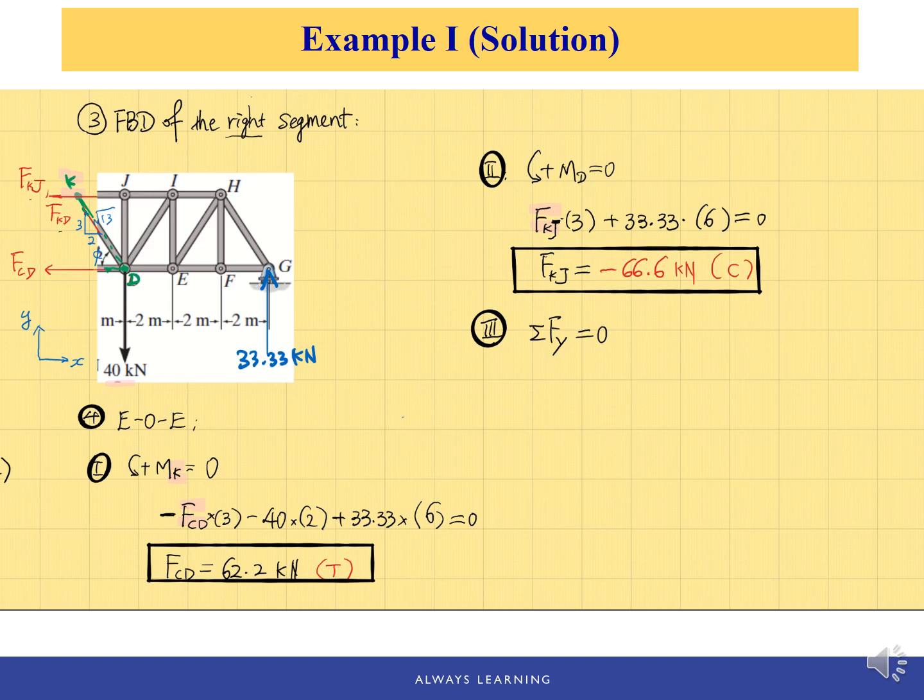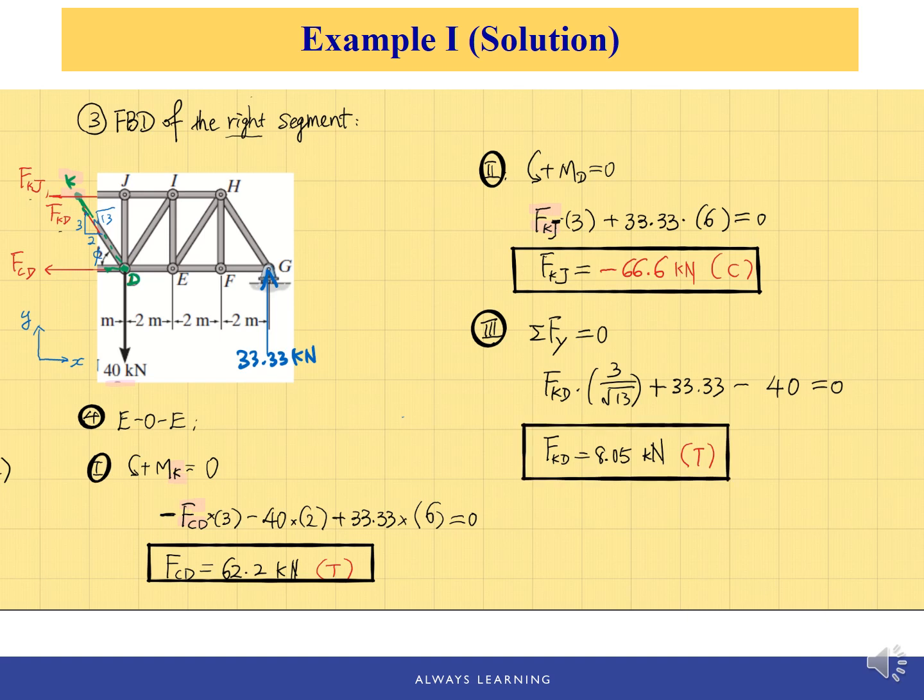So the y component of F_KD will be F_KD times 3 over square root of 13. That's the y component of this F_KD force. And plus 33.33 at point G minus 40 kilonewton equals 0. And F_KD is solved to be a positive value, 8.05 kilonewton. So it must be in tension. And now this problem is solved.